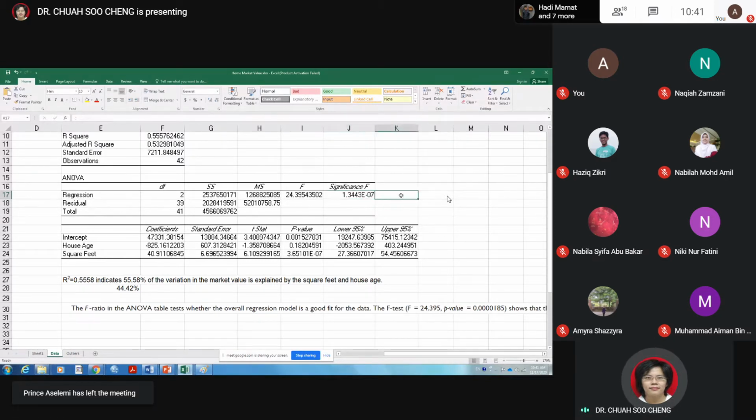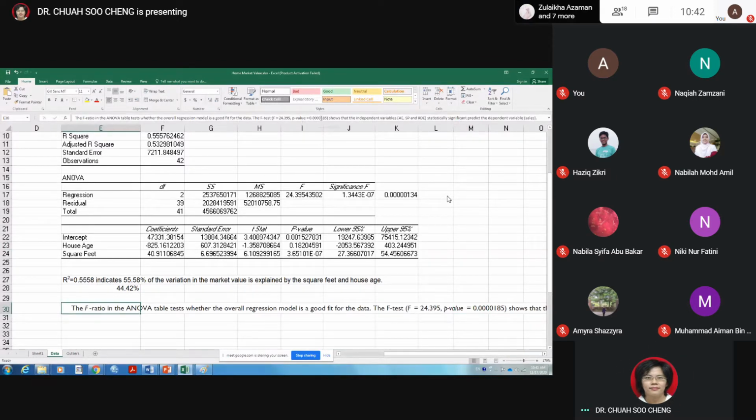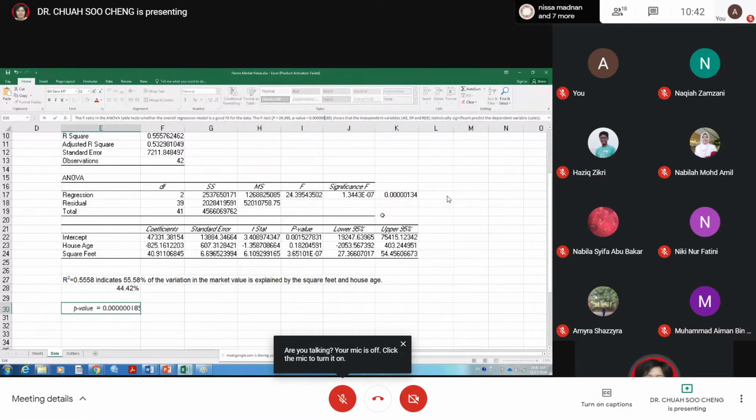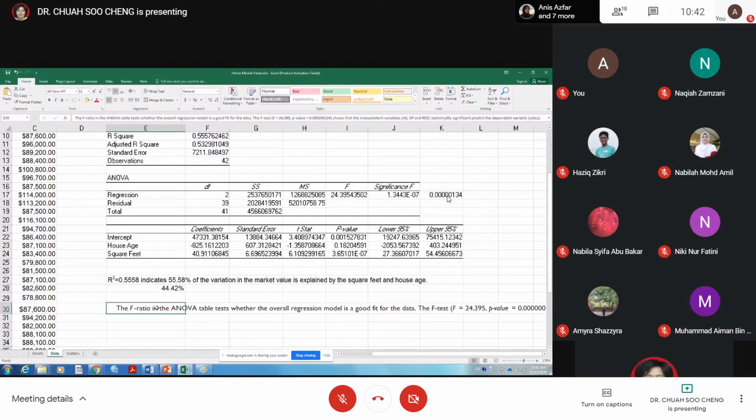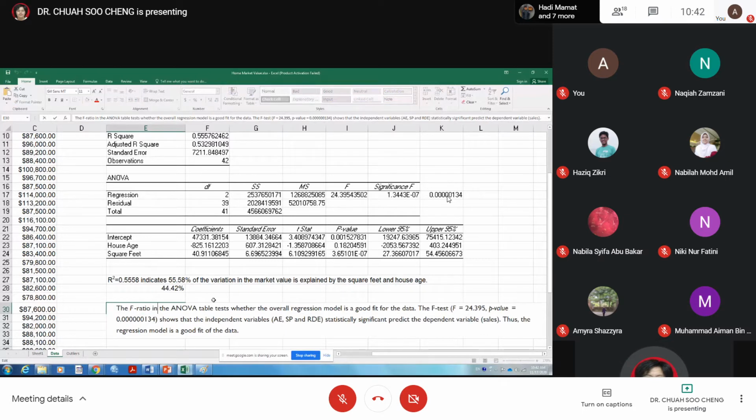What does E negative 07 mean? It means that we have 0.0000001, 3, 4. So 1, 2, 3, 4, 5, 6, 7 places. So it is less than 0.05.